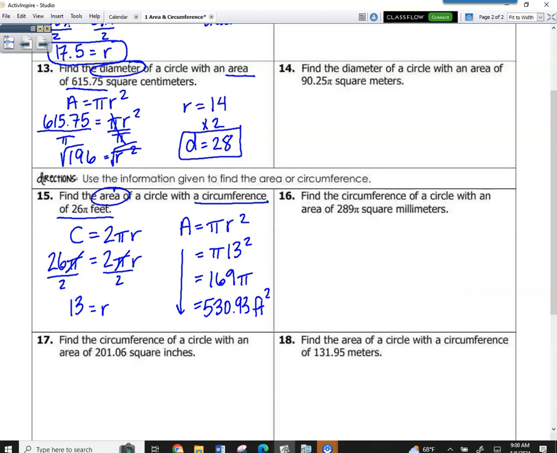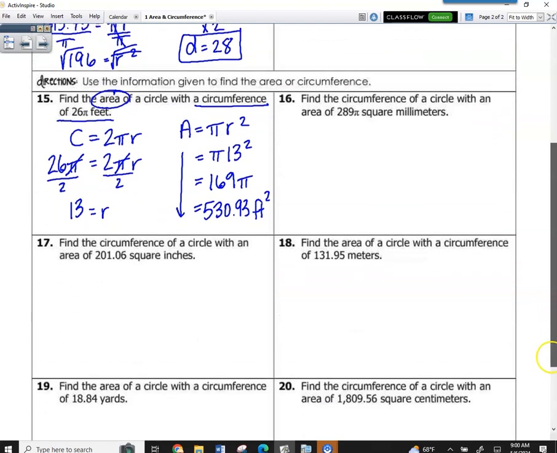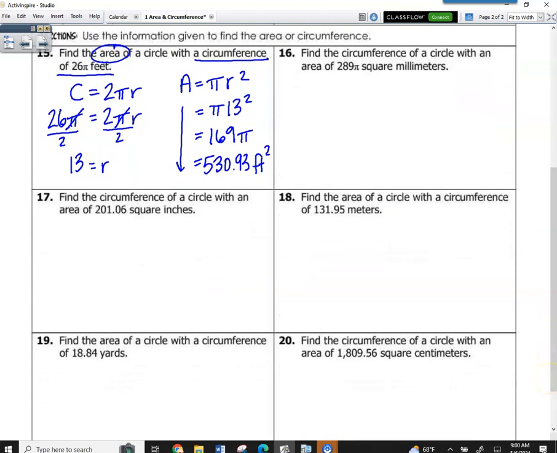All right, I'm going to work 17 and 19, and then I'll let you finish. Find the circumference of a circle with an area of 201 square inches. Okay, circle what you need, underline what you know. I need the circumference, I know the area. So always start with what you know, then write what you need.